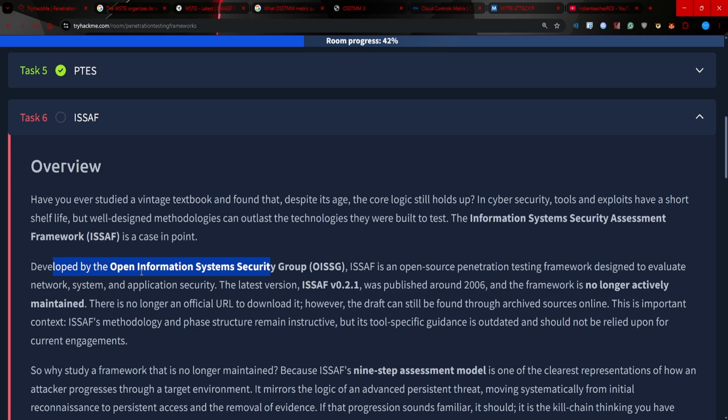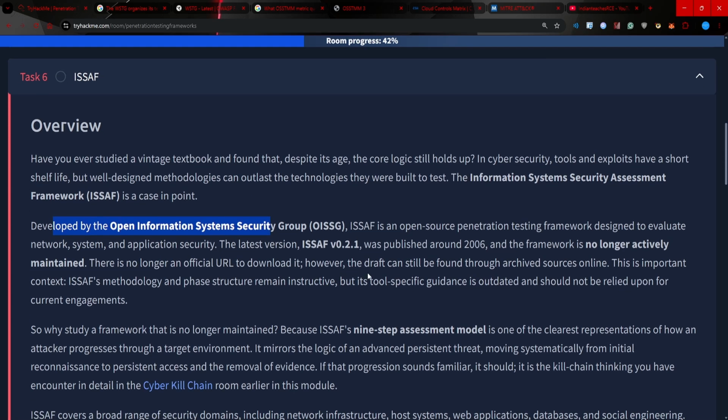Then why are we reading about this? There is no longer an official URL to download it. However, the draft can still be found through archived sources online. This is important context. ISSAF methodology and phase structure remain instructive, but its tool-specific guidance is outdated and should not be relied upon for current engagements.